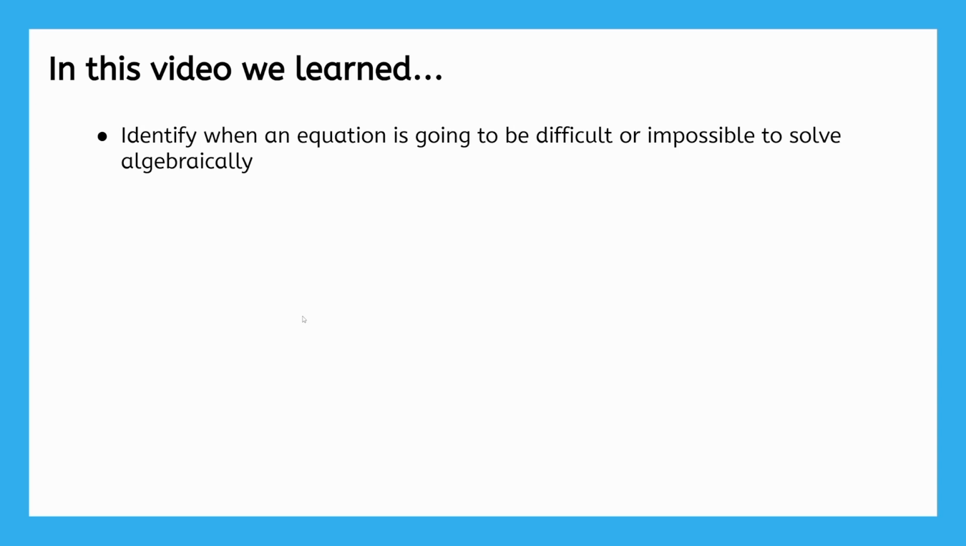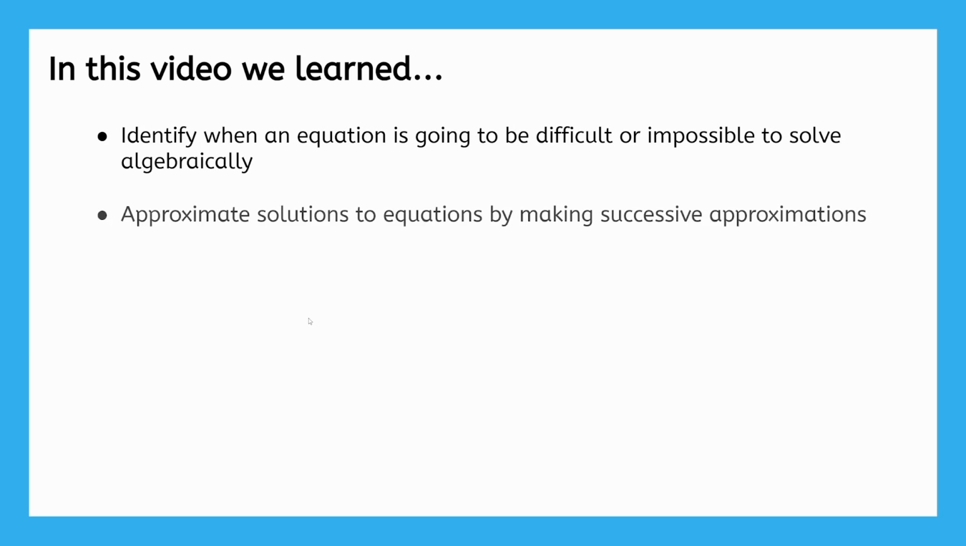So what have we learned in this video? In this video, we learned to identify when an equation is going to be difficult or impossible to solve algebraically, and we saw quite a few examples of equations like this. And we also learned how to approximate solutions to these equations by making successive approximations, basically by making better and better guesses and getting closer and closer to the answer until we have an answer that's rounded to whatever we're trying to round to, whether it's the nearest whole number or the nearest tenth. We could even take that further, but probably we don't want to be rounding to the nearest hundredths, because that's going to take a lot of guesses.